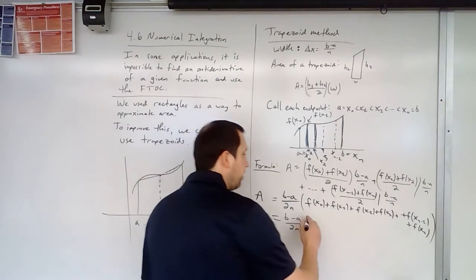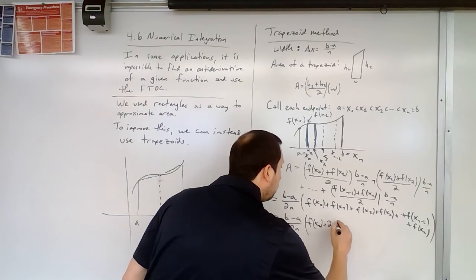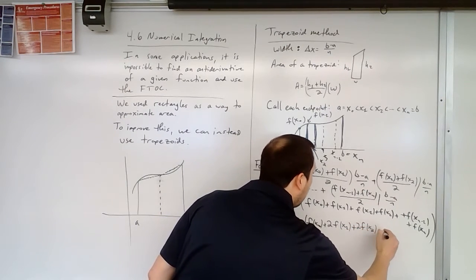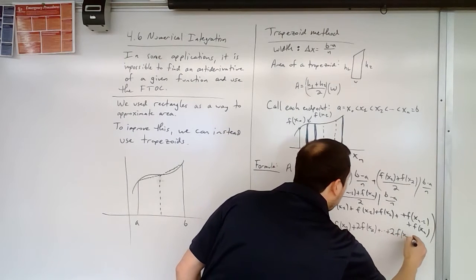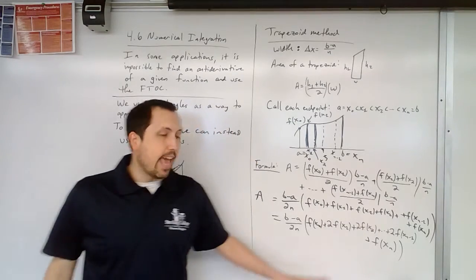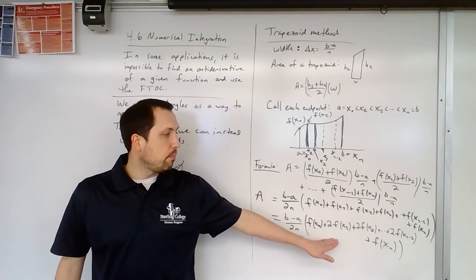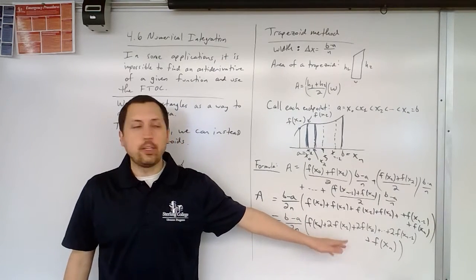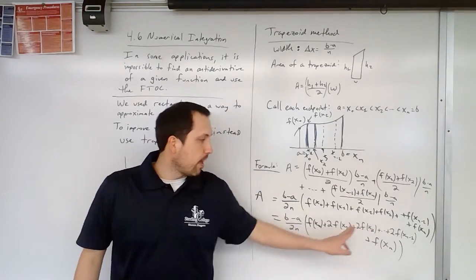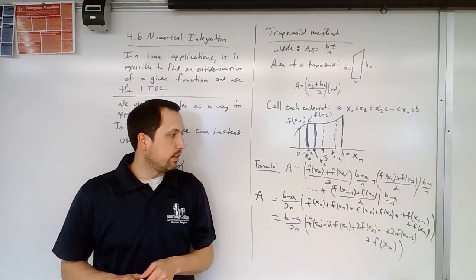So what this can now be summarized as is f of x sub 0 plus 2 times f of x sub 1 plus 2 times f of x sub 2 plus all of these plus 2 times f of x sub n minus 1 plus f of x sub n. And so this is going to be the fastest way for us to compute the trapezoid method by using this formula. We just plug in the function values here for all of those, and then we multiply some of them by 2, and then we add all of these together, multiply by b minus a divided by 2n.